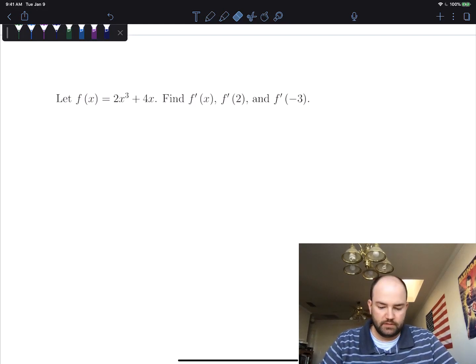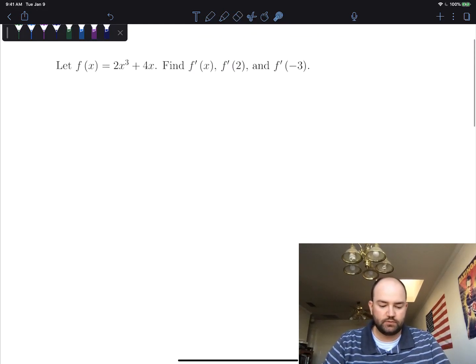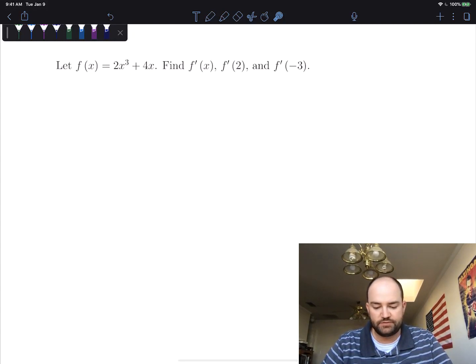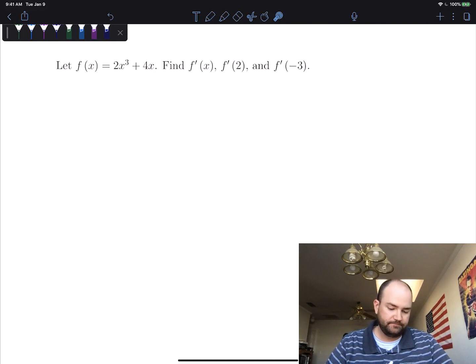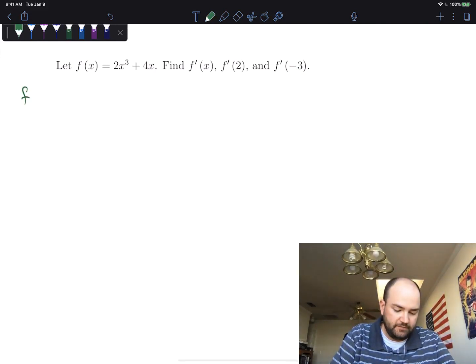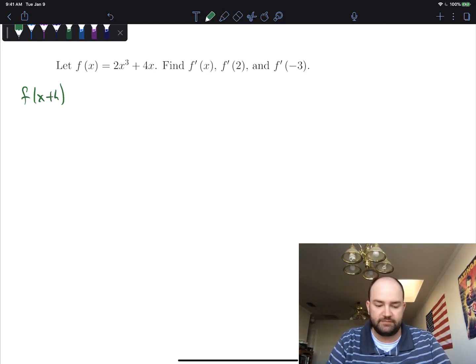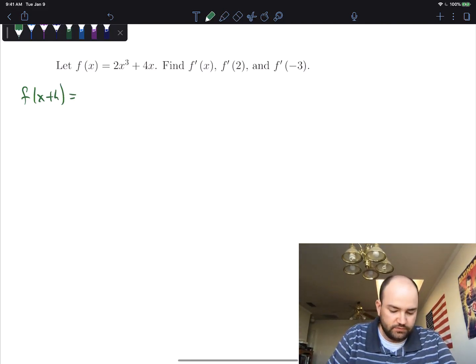Hello. In this video, we want to let f of x equal 2x cubed plus 4x, and we want to find f prime of x, f prime of 2, and f prime of negative 3. Now, here's the thing. We're going to have to find f of x plus h here before we find f prime of x. So to do that, this gives us 2 times x plus h cubed plus 4 times x plus h.